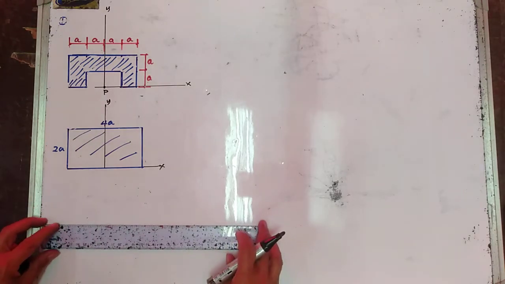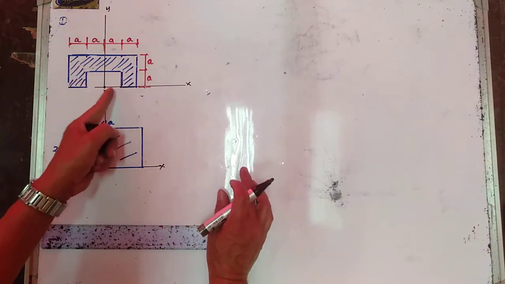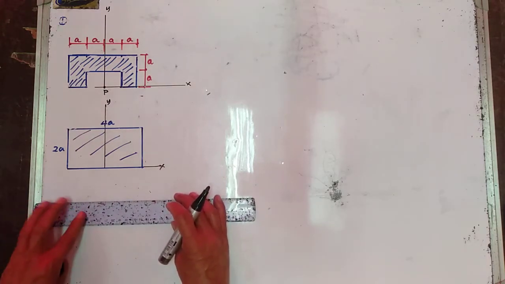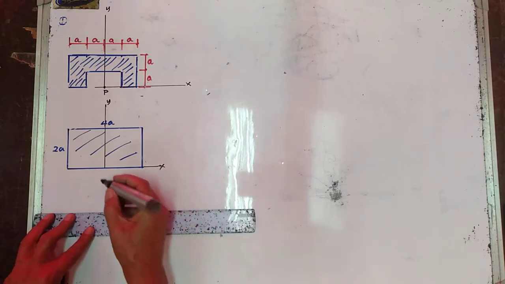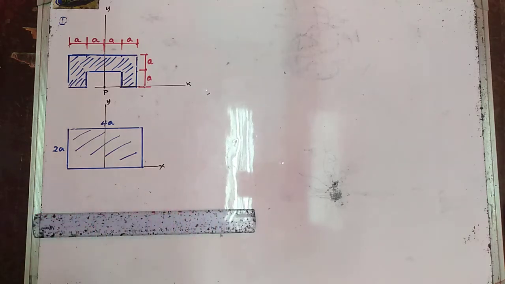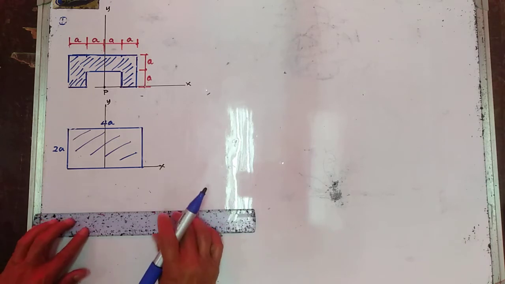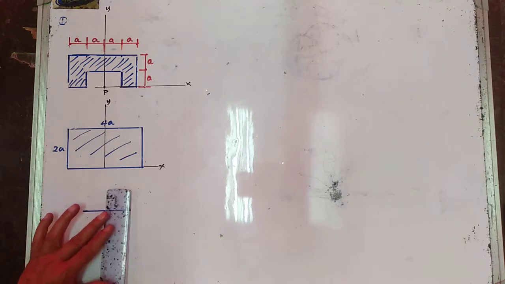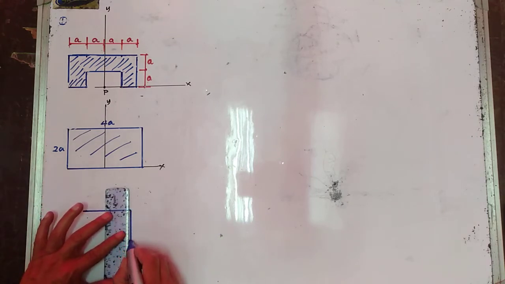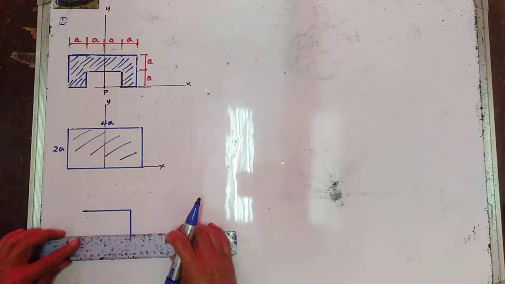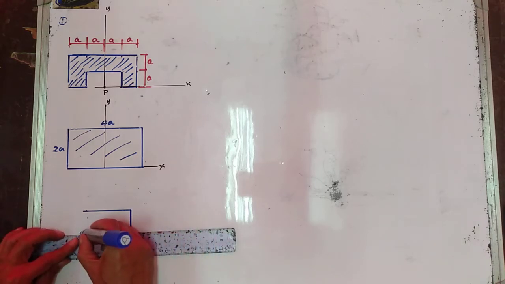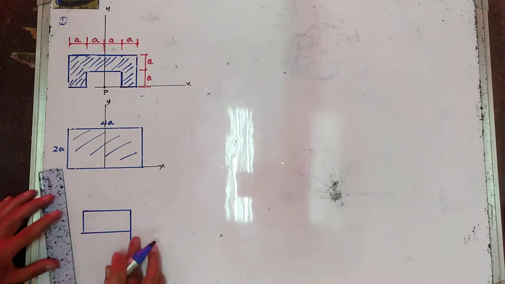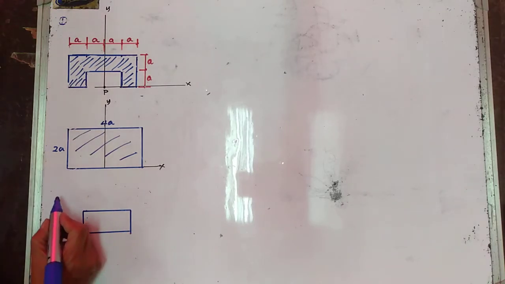And then we have to remove this area in here. So that area is the second area. So I'm going to remove the second area, which has dimensions 2A and A. So this is your 2A, and this one in here is now your A. So we have to remove this one in here, so we have to subtract.